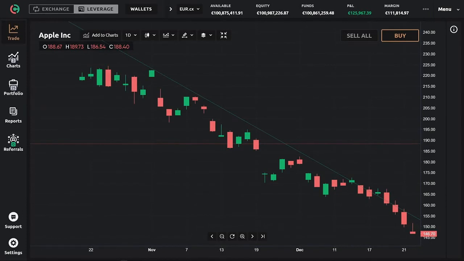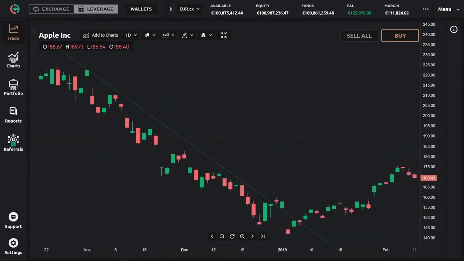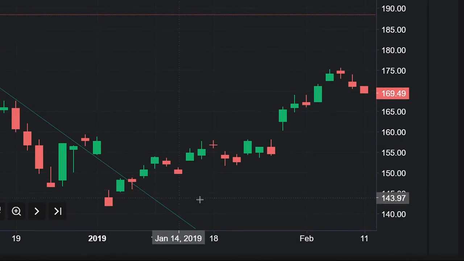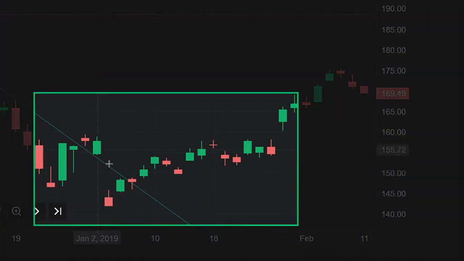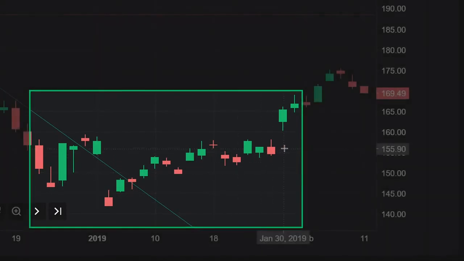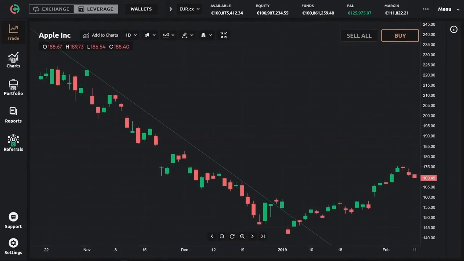Of course, trends don't stay intact forever. Let's take a bigger look at Apple and see what happens with this trend. So in early 2019, we do see some strength starting to come back into the Apple share price, and it's starting to break out of this trend and establish a new trend. So we're seeing here the situation where the trend has reversed. And this is, of course, another trading strategy that we'll cover in another video.